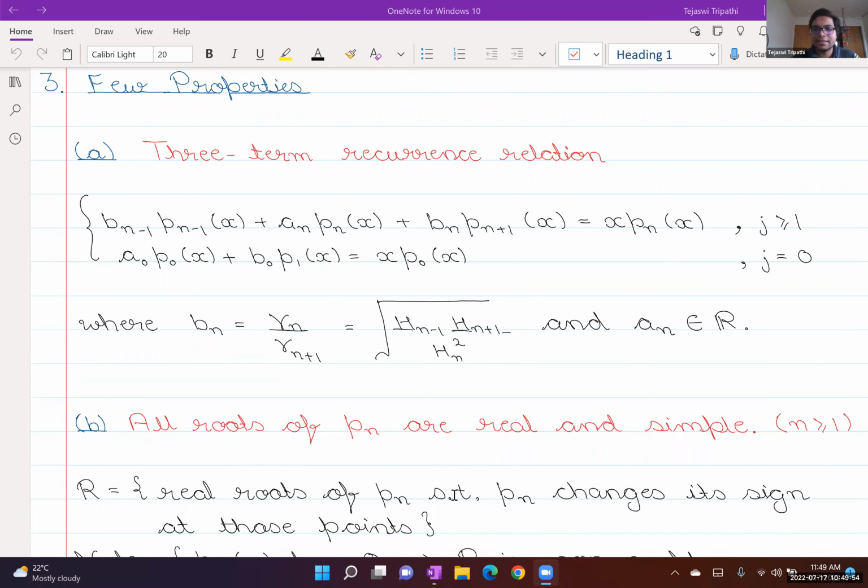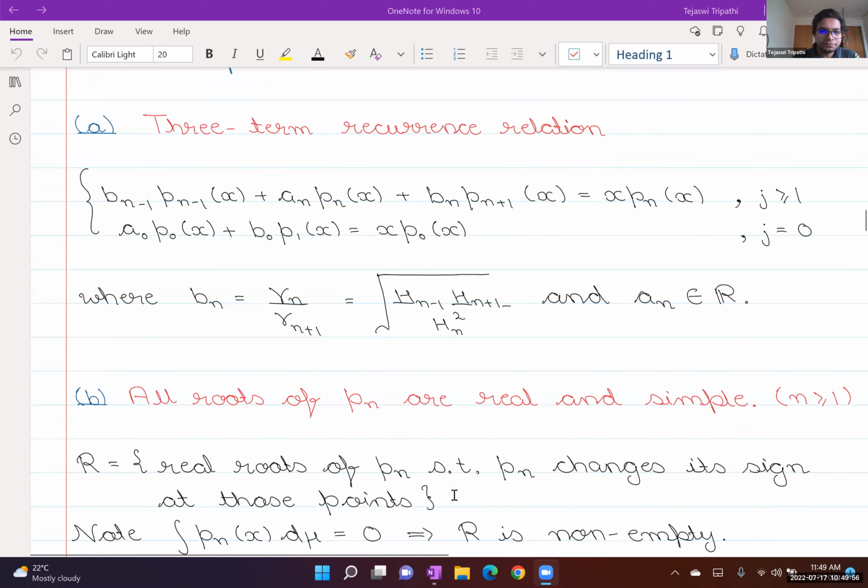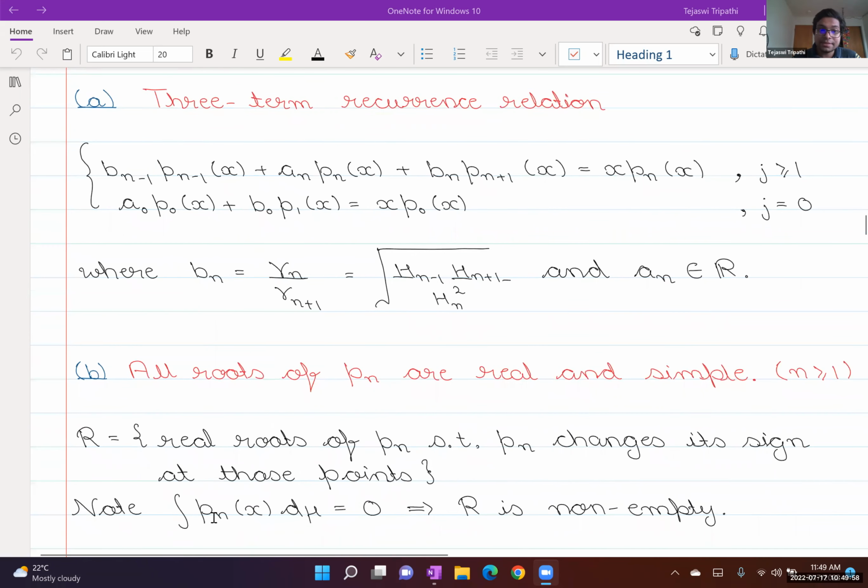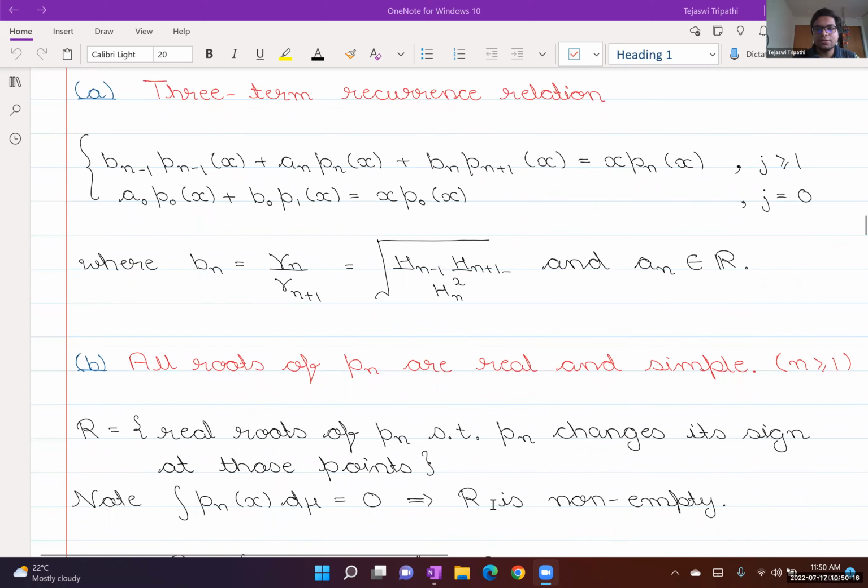So first I'll show that this set is non-empty. Since the Pn's are orthogonal and P0 is 1, the inner product of P0 with Pn should be 0. This implies that it cannot always be positive or always be negative. There should be a point where it changes sign. So we know that R is non-empty. Now I have to show that R has exactly n elements.